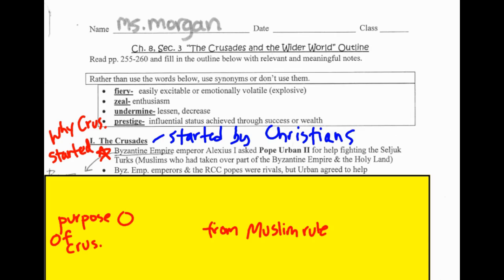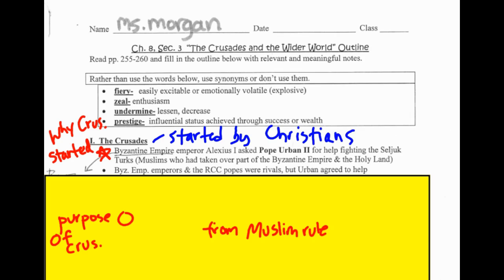try to get control of it. All right, so if you look at the screen, you should add in what I have in red and blue. Obviously, you do not have to use those colors, but that first fact there that was included for you explains why the Crusades started, and the comment in blue, started by Christians, is just referring to the Crusades in general because the Crusades were started by Christians.